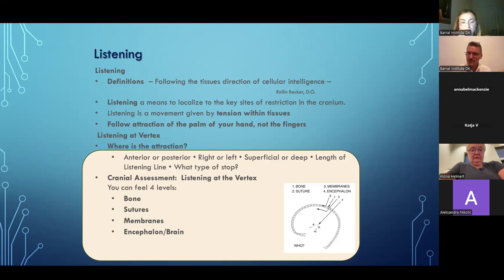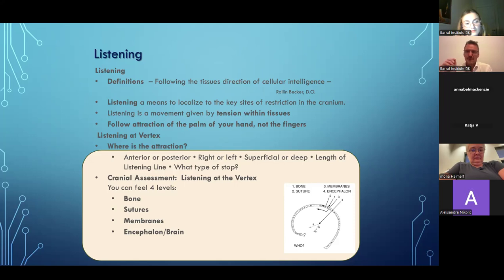Because as I was just explaining, through the different layers, the bone, the suture, the membrane, and finally the brain, it has different texture qualities that we want to feel for. So we're feeling first, and then we're thinking later. We also actually do have witnesses, so we can check to see which kind of structure it may be.